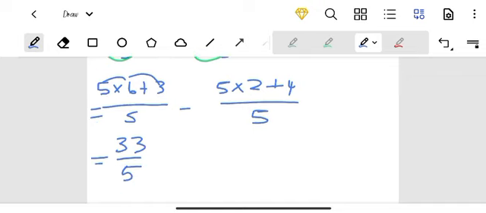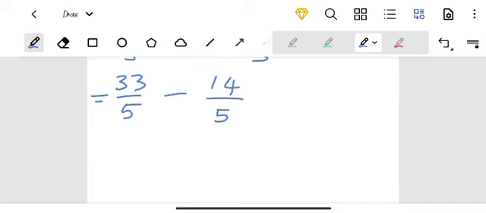The next thing, you minus 5 times 2 is 10. 10 plus 4 is 14 over 5. The next thing that you're going to do, you draw a line due to the fact that these two are similar. So we're going to have 5 there.